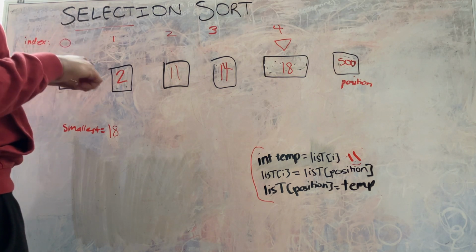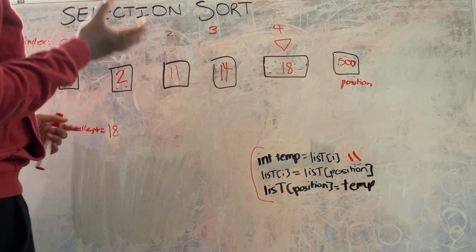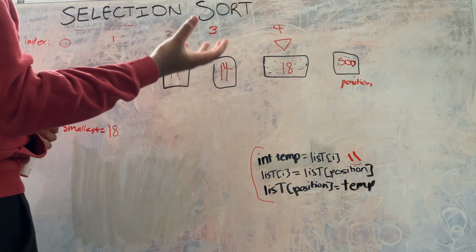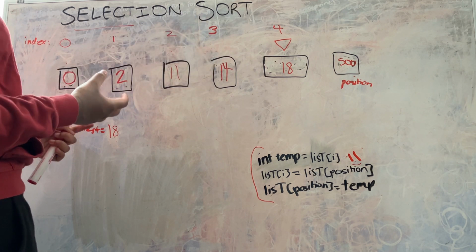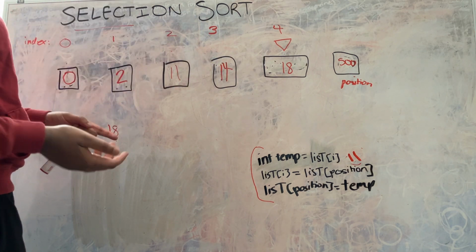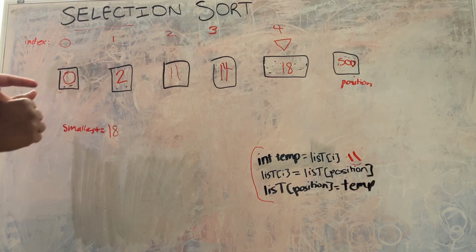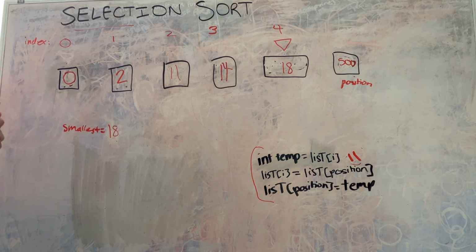An easy way to remember selection sort is that it selects the smallest number and then switches it with the index. And all of those start with S, selecting the smallest number and switching it with the index. And that's selection sort in a nutshell.